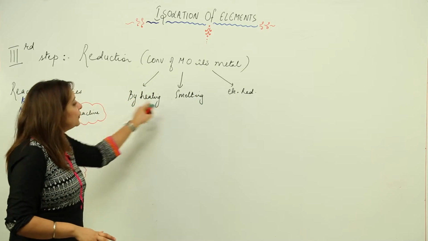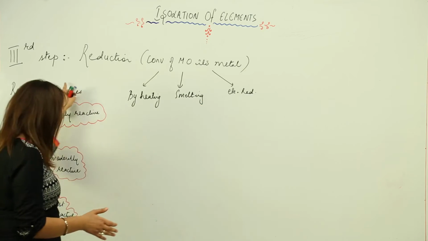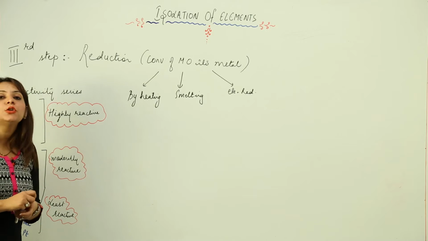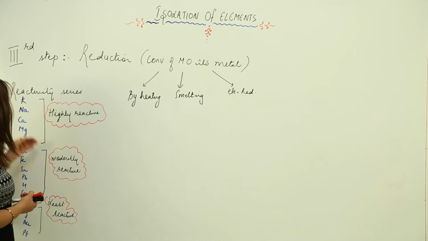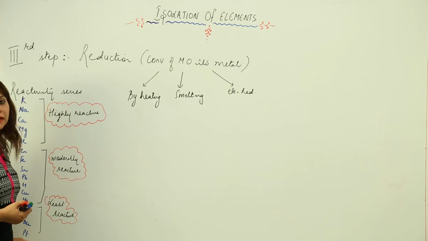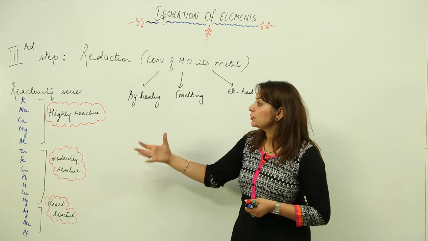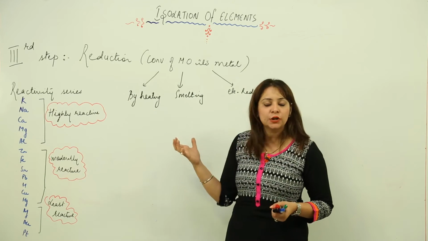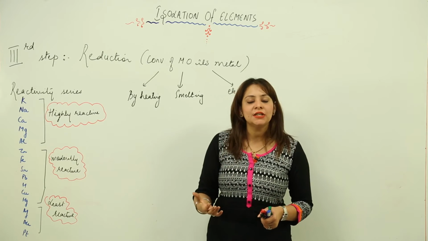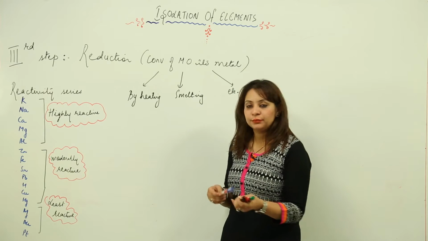So out of these methods, which method is to be chosen or not to be opted depends upon the reactivity series. As you all know, we have the reactivity series in which the metals are arranged according to their decreasing reactivities. These are the highly reactive metals, these are the moderately reactive metals, and these are the least reactive metals. So accordingly we will be selecting a method, whether we have to reduce it with heating or smelting or electrolytic reduction. We'll look for its place in the reactivity series, and then we will be selecting a method. So let's start one by one.